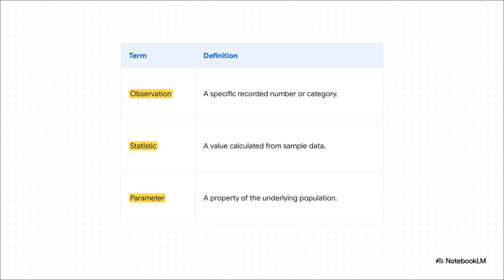So that brings us to the most important one for us, a statistic. A statistic is a value we calculate from the data we actually have. Things like the average, the minimum, the maximum, those are all statistics. They are the real-world measurements we use to try and estimate that unknowable parameter.